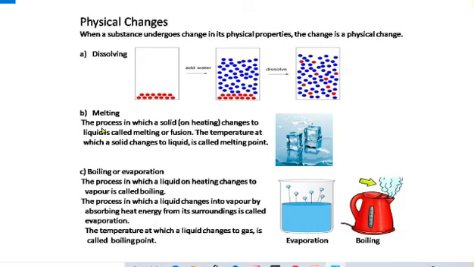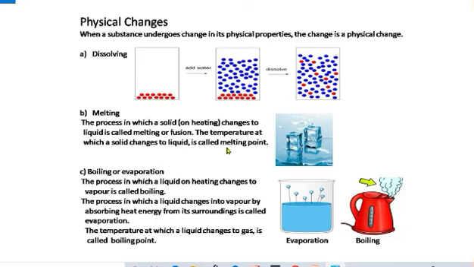Now come to melting. The process in which a solid on heating changes to liquid is called melting or fusion. So in melting also there is no change in the structure of molecules, and that's why melting is also a physical change. What happens? Only the molecules of solid change to liquid. The interparticle space increases. The solid has a very less interparticle space, but when it is heated, the interparticle space becomes larger and the solid changes to liquid.